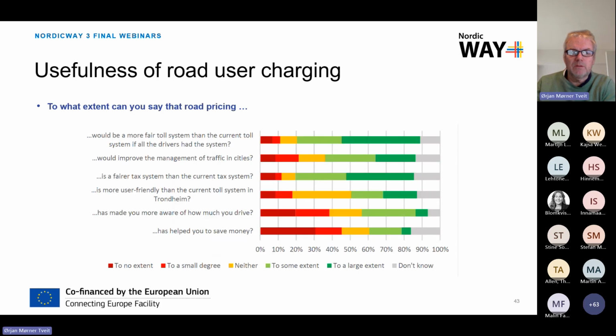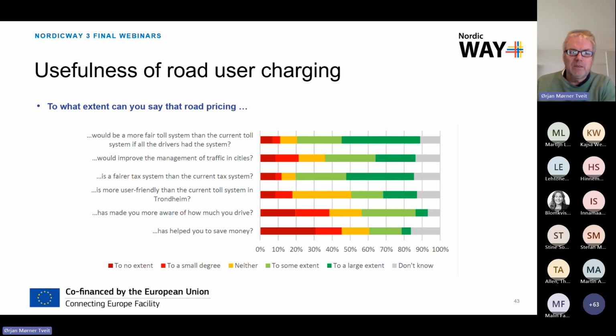And I think that was something that was reflected in the way that people were judging how useful our road user charging could be. But most people were positive.